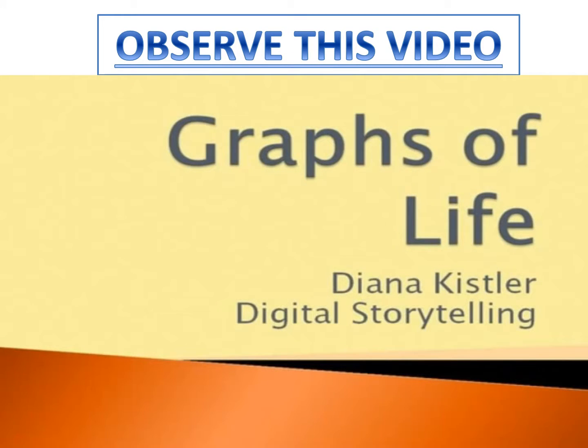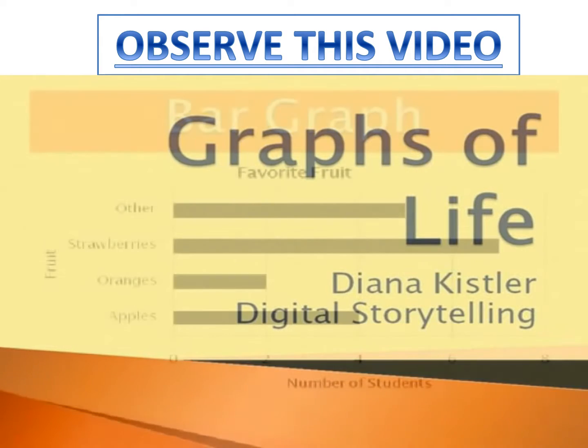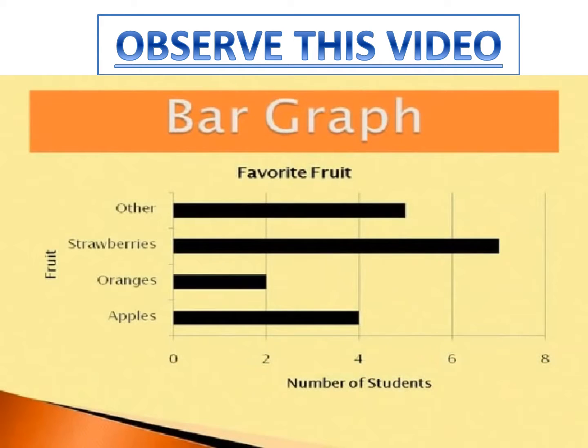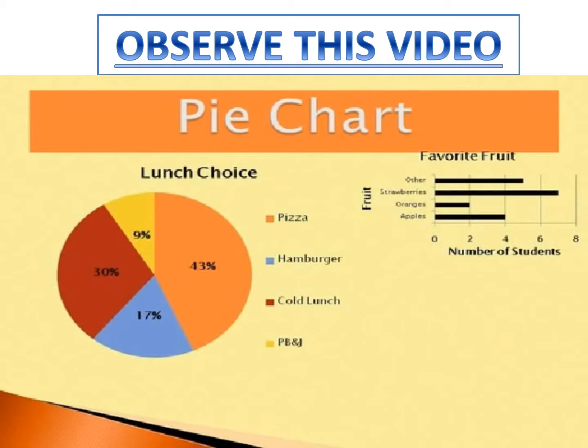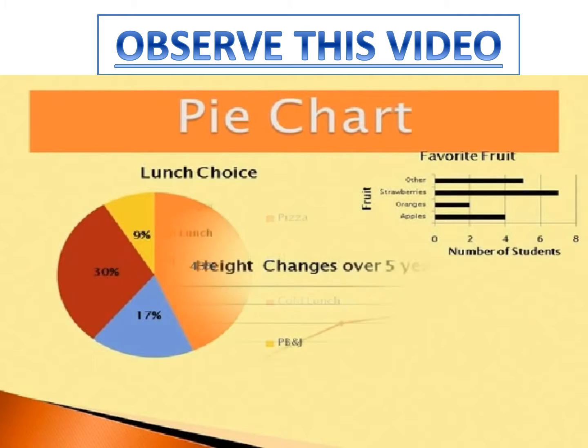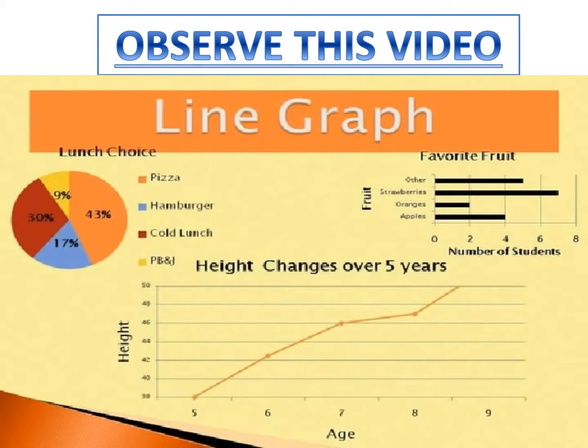Good morning, class. Today we're going to learn about the graphs of life. We're going to learn about bar graphs, pie charts, and line graphs. There are many different kinds of graphs. We're only going to learn about 3 of them today. The graphs are used to record lots of different kinds of information. For example, this is a bar graph. This is a pie chart, except we're not going to eat this pie. This one is a line graph. The line shows us how the data changes over time.